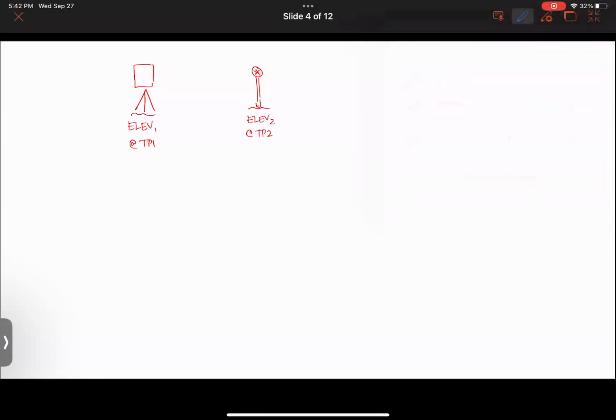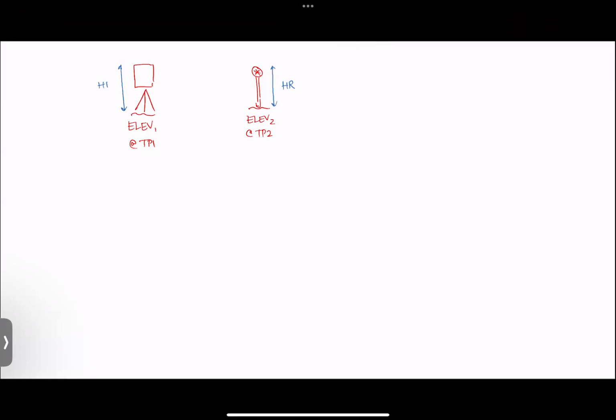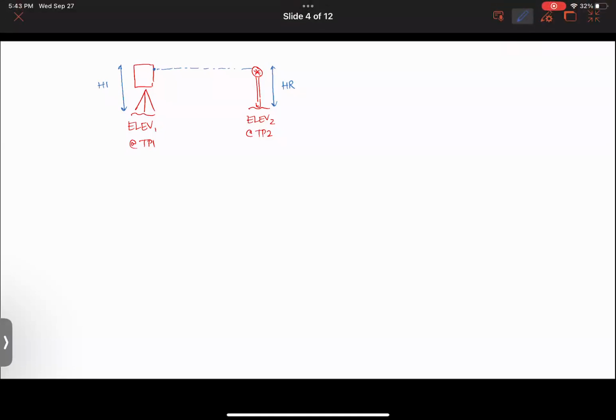And when we do these setups, there's a couple different things that we would measure. At these particular points, we would measure the height of the instrument, which I'm going to abbreviate HI. We'd measure the height of the rod. And then based on the total station, we would have a little viewfinder here, and that little viewfinder would send out a laser. And from that, we would get SD, a slope distance, and VA, a vertical angle.